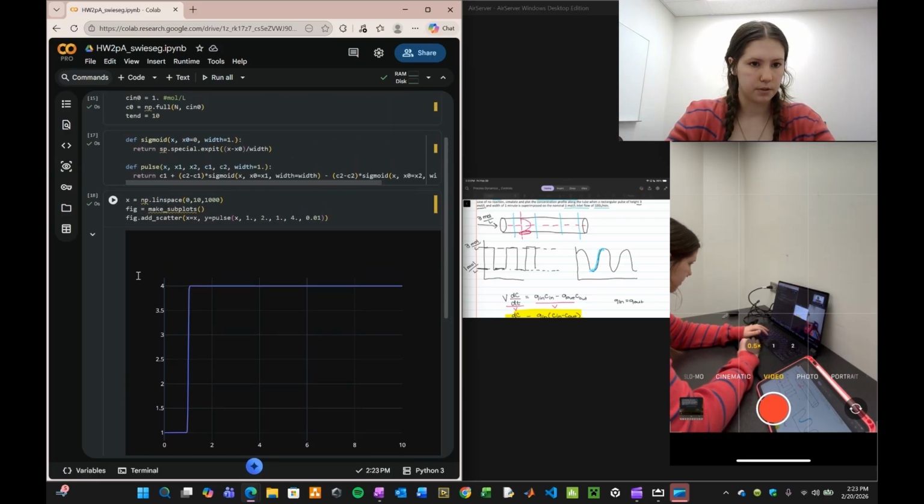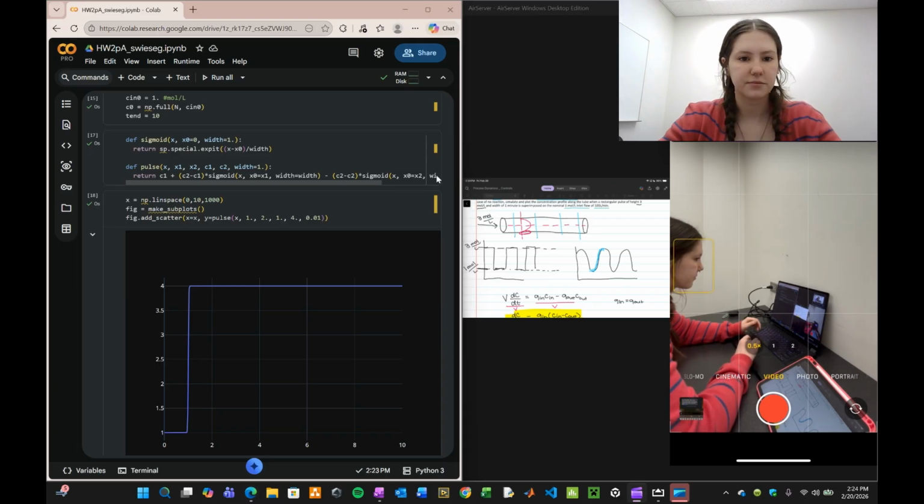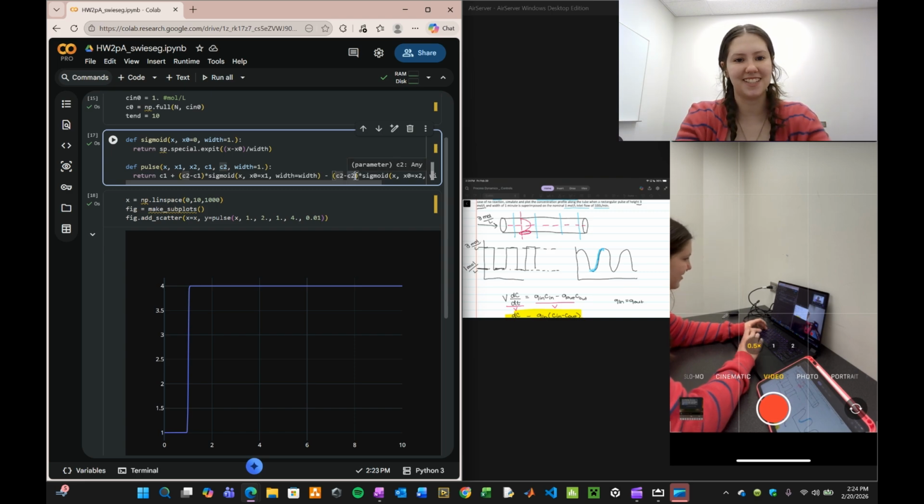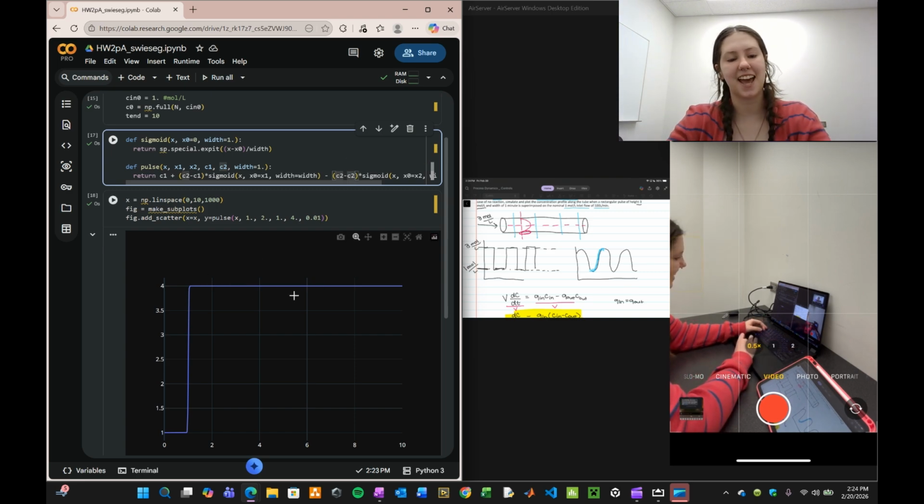What happened? Okay, so it looks like I have a typo right here. I did C2 minus C2, so that's why it's staying at this max value instead of going back down.